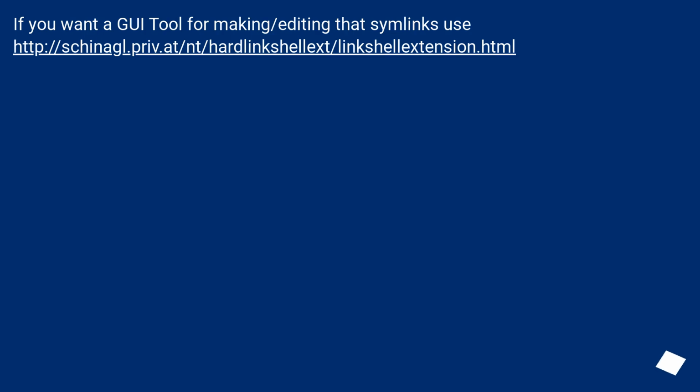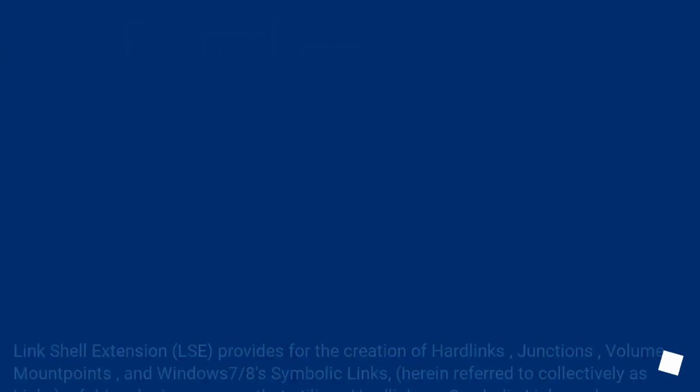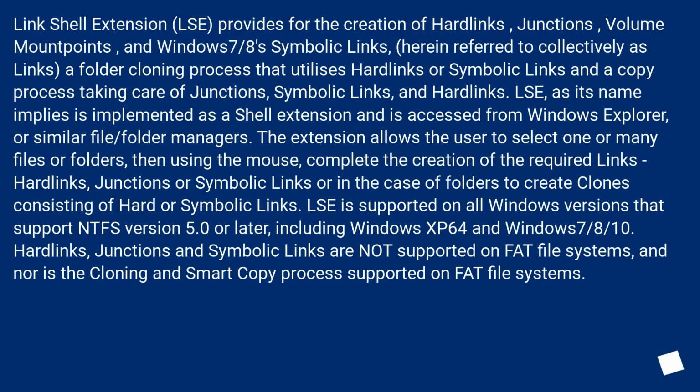If you want a GUI tool for making and editing symlinks, use this URL. Link Shell Extension provides for the creation of hard links, junctions, volume mount points, and Windows 7/8's symbolic links, herein referred to collectively as links, a folder cloning process that utilizes hard links or symbolic links, and a copy process taking care of junctions, symbolic links, and hard links. As its name implies, it is implemented as a shell extension and is accessed from Windows Explorer or similar file/folder managers.